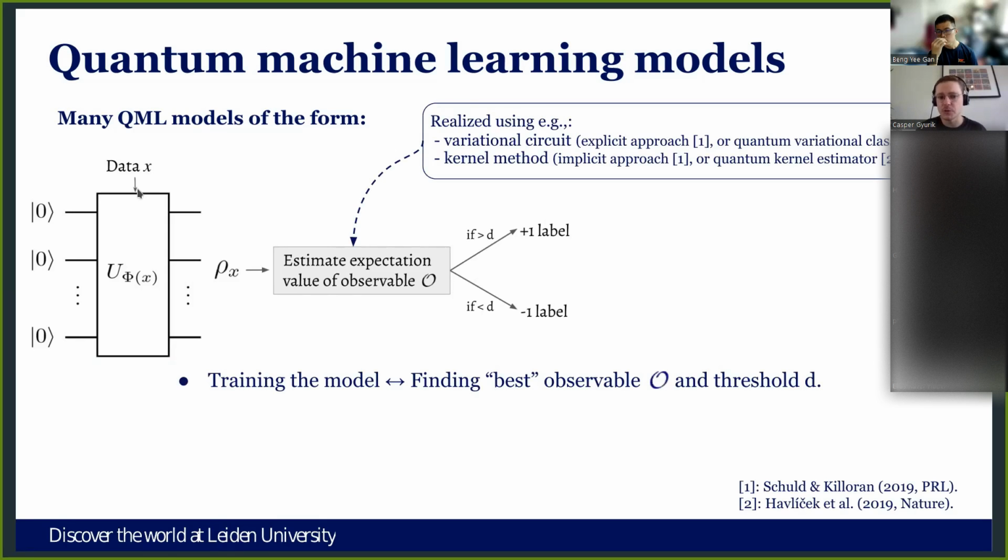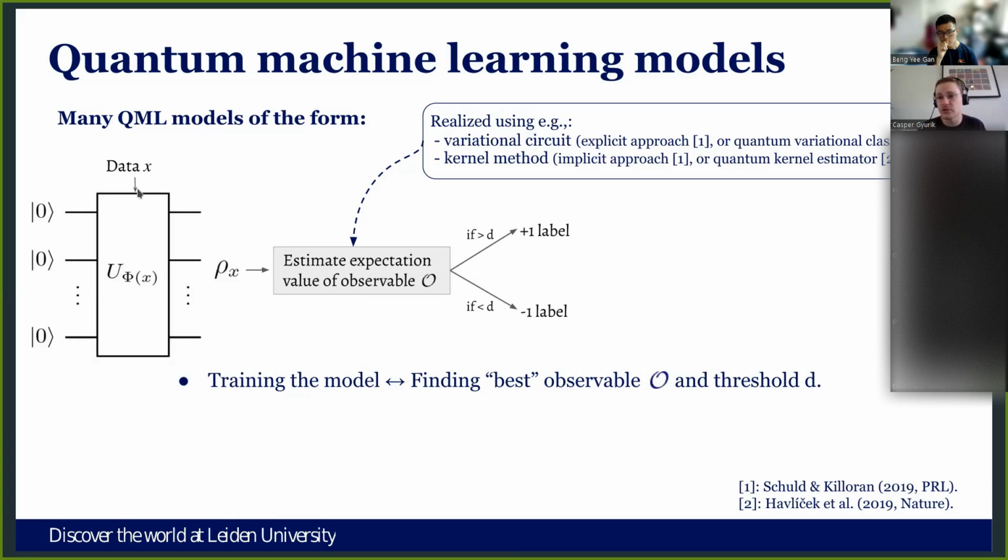The way these observables are implemented can be done in many different ways, but the two most well-known ways are either using a variational circuit, where you train a circuit afterwards using gradient descent, and then measure some fixed observable. If that is larger than say D, then we assign +1, and if it's smaller, we assign -1. Or you can do a kernel method, which uses the feature states, and based on these feature states, it's going to construct an observable. And what do we mean by training the model? We're basically finding the best observable O and threshold D.